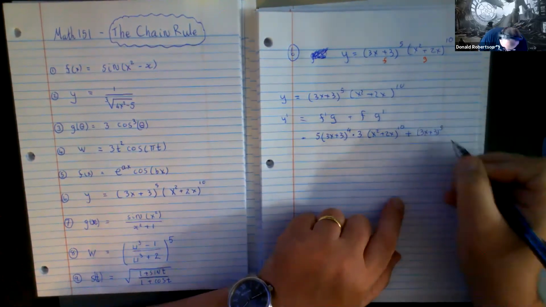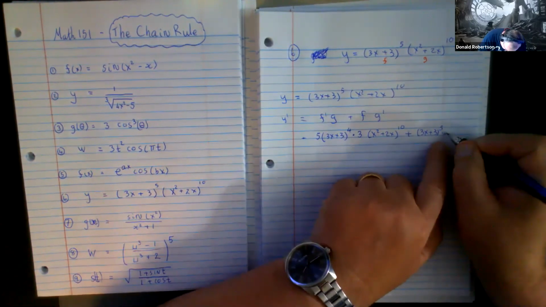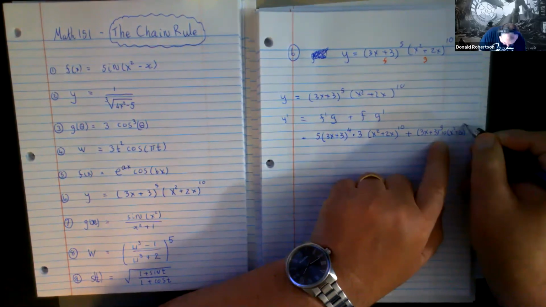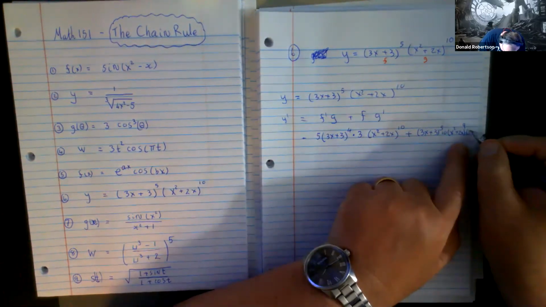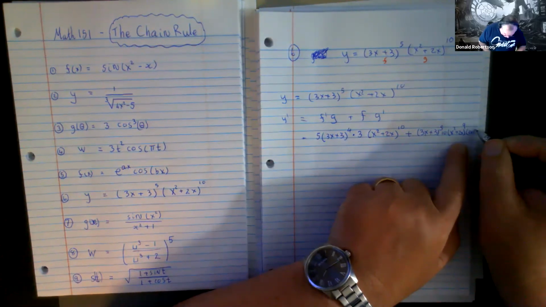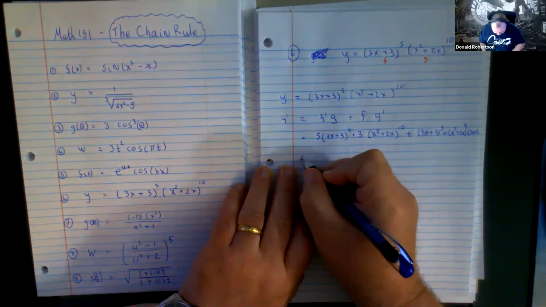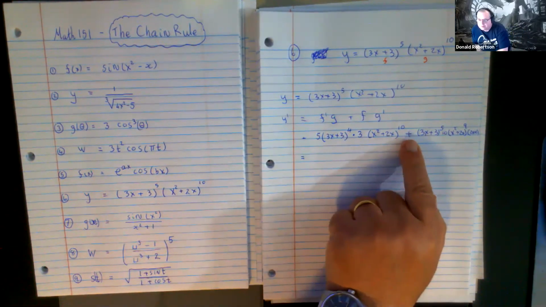And now do this fella. Something to the 10. 10 somethings to the power of 9 times the derivative of the something, which is 2x plus 2. God, that was tight, even though I gave myself room. You got all of this stuff plus all of that stuff.